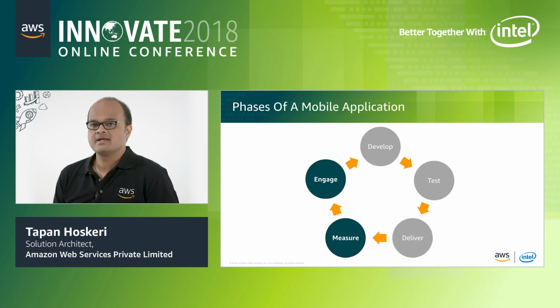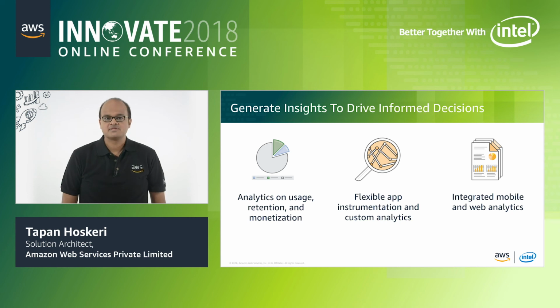Now that your app is running in production, you would typically look at measuring its effectiveness and increasing its usage. That's where we'll discuss the next phase of the mobile app lifecycle. Once your app is deployed, you should be able to run analytics on usage, retention, and monetization. You also need flexibility in the app to instrument it and run custom analytics. Finally, analytics should be integrated across different channels, be it mobile, web, or desktop.